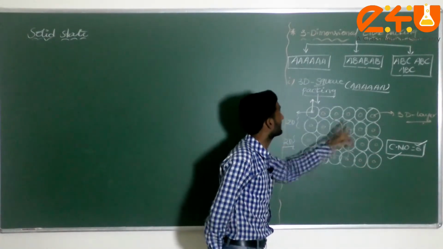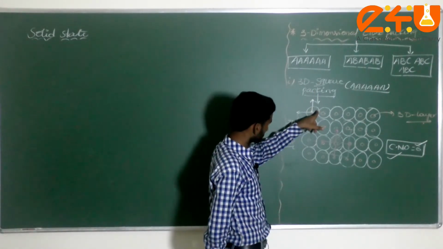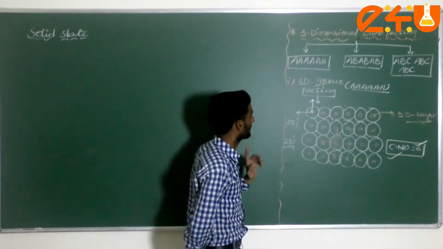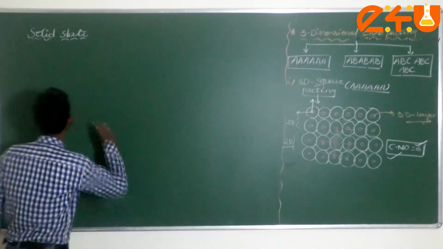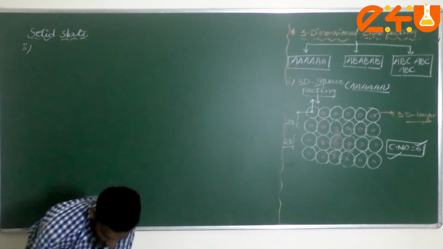Okay, because it comes under 3-dimensional, dear students, that's why I put the third layer in between the atoms here. So what will happen here? Coordination number is equal to 6. Next, let us move on to the next one, called ABABAB type packing.